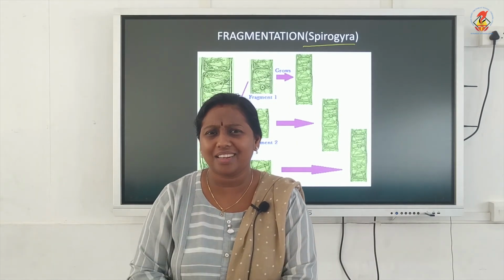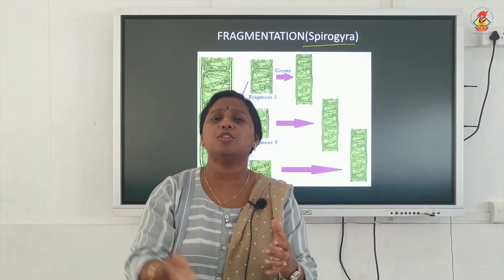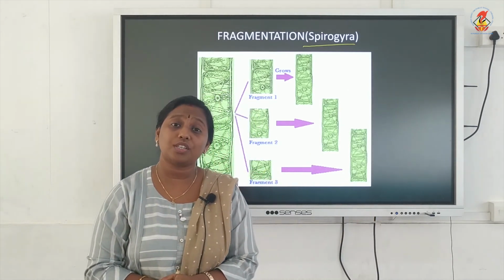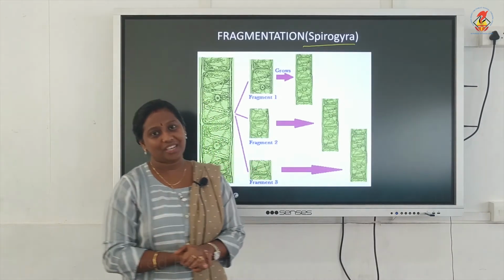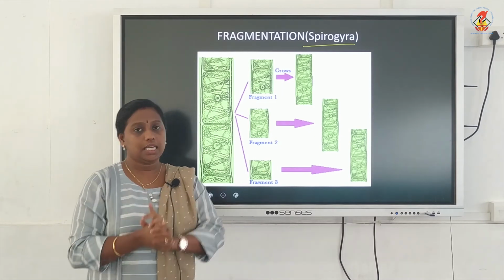So, it is a simple technique, isn't it? The body is getting divided into many pieces. Every piece is developing into a new organism. This is what is called as fragmentation. Example, Spirogyra. Budding example, yeast.